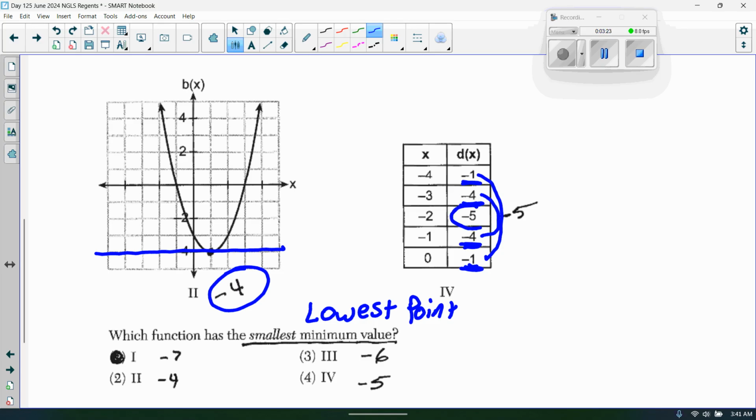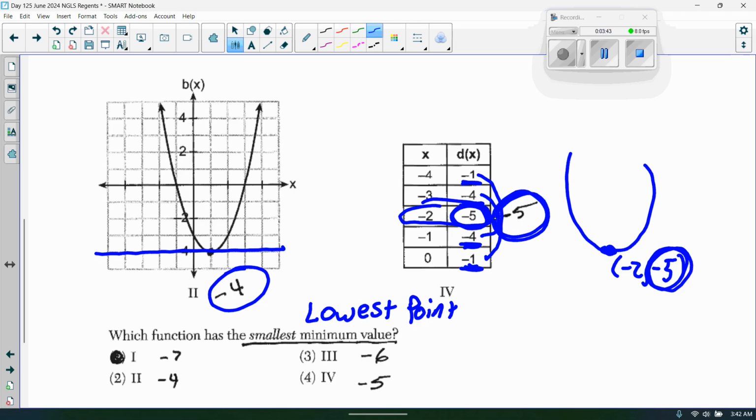Did you see how -5 didn't have any friends? That's because he's the vertex. And remember, another name for the vertex is the minimum. So the minimum is at -2, -5, which again, you just take the y value. So this guy had a minimum at -5. So far, 4 is winning because -5 is smaller than -4. Okay.